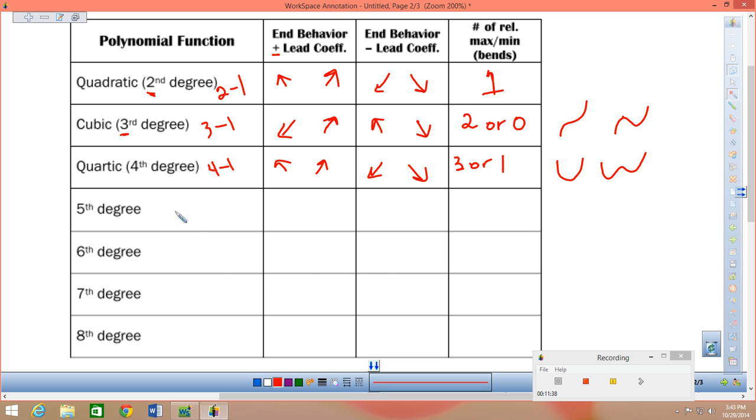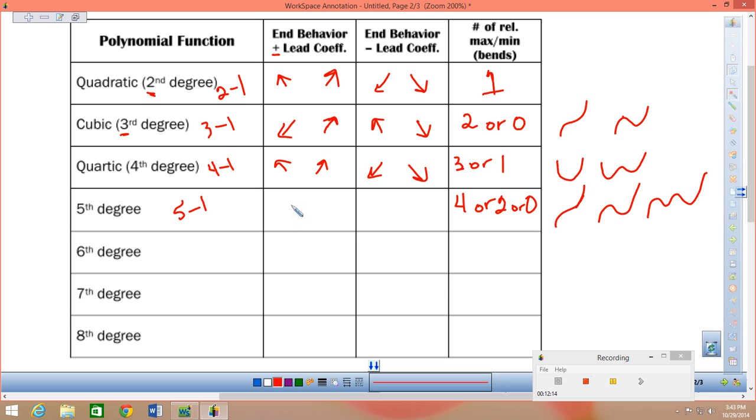5th degree. 5 minus 1, that means the most bins it's going to have is 4. We could go down to 2, or it could have 0. So 5th degree in its purest form is going to look almost exactly like cubic, but it actually gets a little bit flatter or wider as those degrees get higher. It could look like this. It could look like this. See if I can get them all in there.